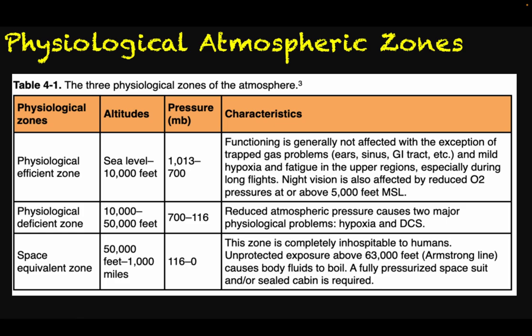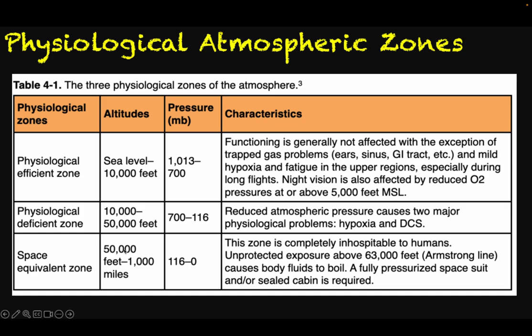Above 10,000 feet, but below 50,000 feet, this is called the physiological deficient zone. It's possible to live and function at this range of altitudes, but not without supplemental oxygen. You cannot exist above 10,000 feet and try to breathe normally unless you have either cabin pressurization or supplemental oxygen that comes in a tank. The hypoxia that you would experience in this physiological deficient zone would be so severe that you would eventually become incapacitated, and your cognitive function before that would be almost totally impaired.